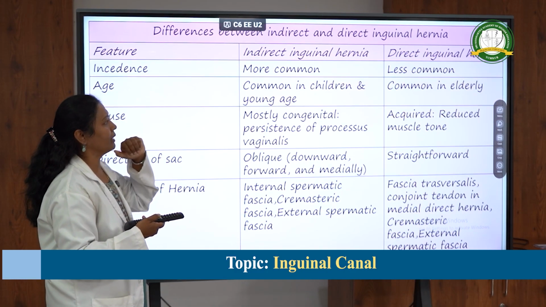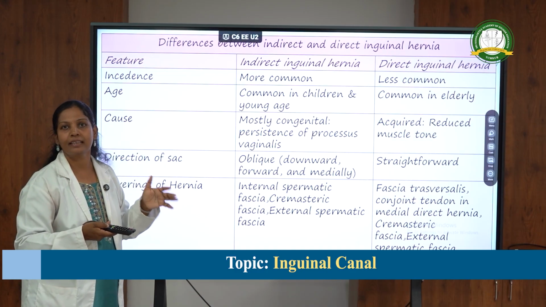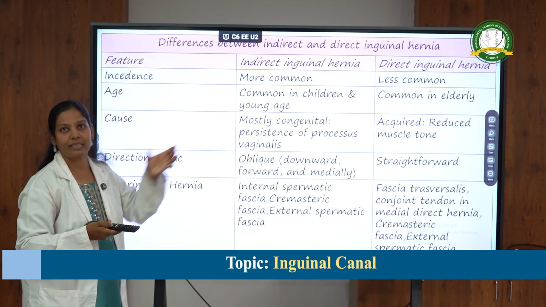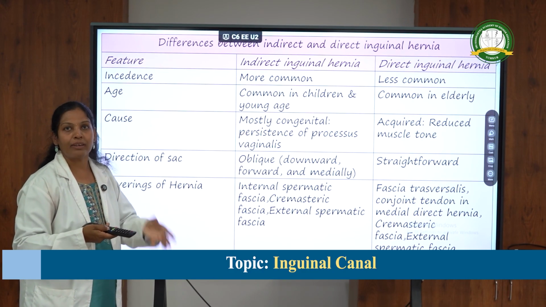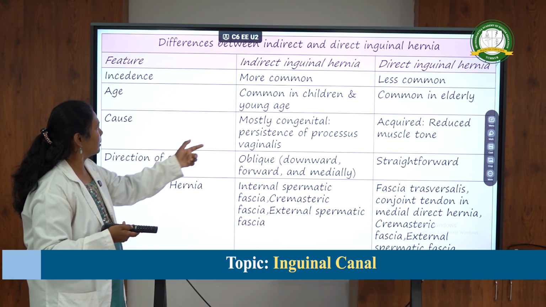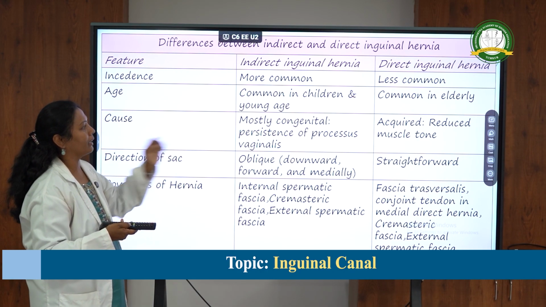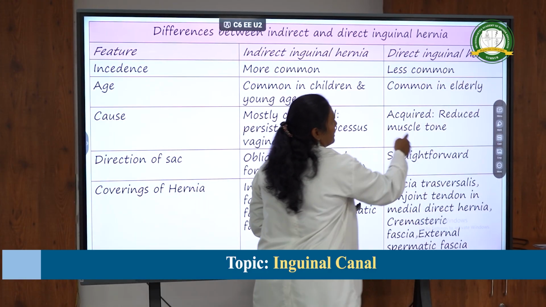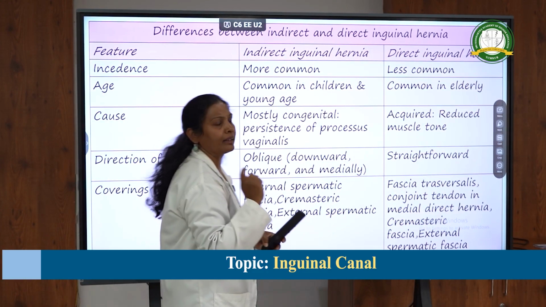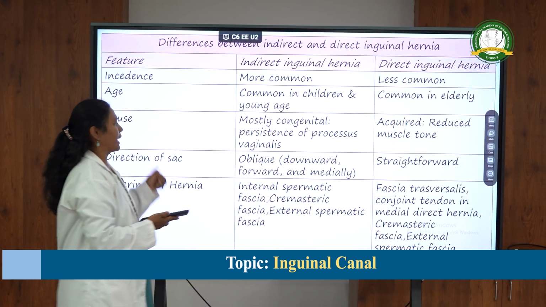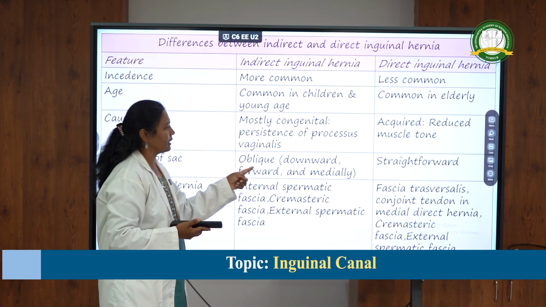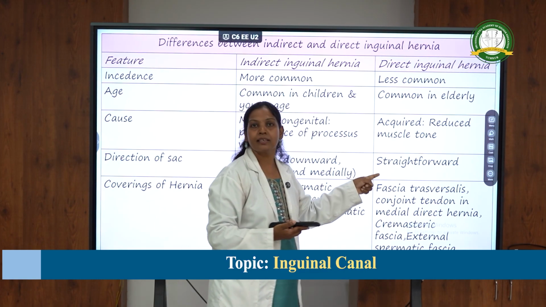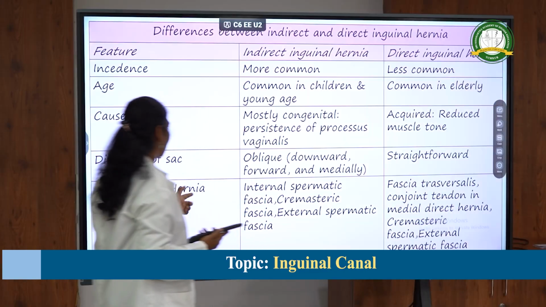Cause for the indirect inguinal hernia is mostly congenital. That is the persistence of the processus vaginalis, which is the communication between the peritoneal sac and the tunica vaginalis of the testis. In the direct inguinal hernia, the cause, as I mentioned, is reduced or weakened muscle tone. Next is direction of sac. In case of indirect, it is oblique, downwards, forwards and medial, whereas in case of direct, it is straight forward.